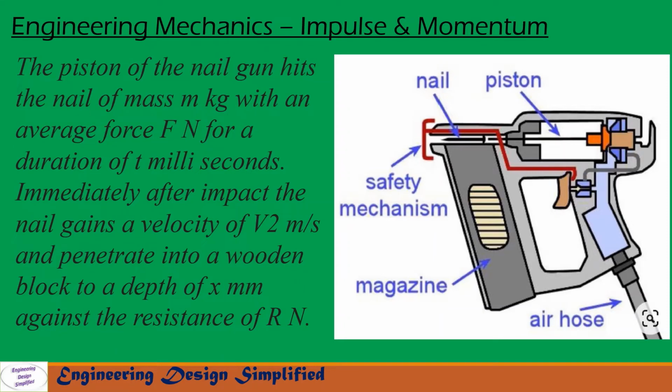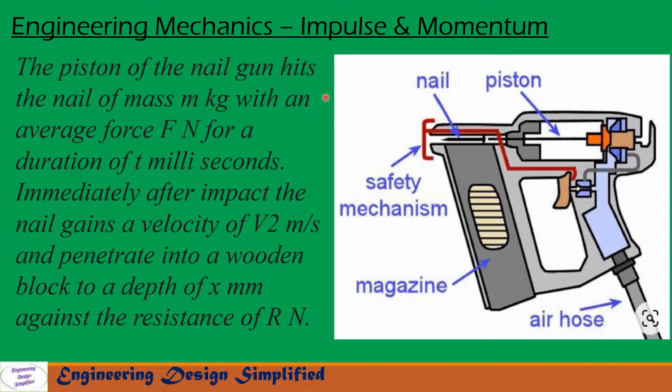In this video, I am going to discuss the nail gun problem using the impulse momentum method. There are many types of nail guns in the market. In this picture, a cross section of a pneumatic nail gun is shown. This is the piston, this small black line. This is a piston and this is a nail here, and this is the nail magazine.